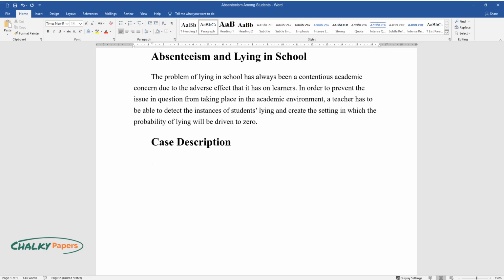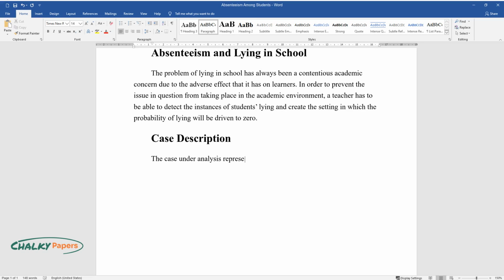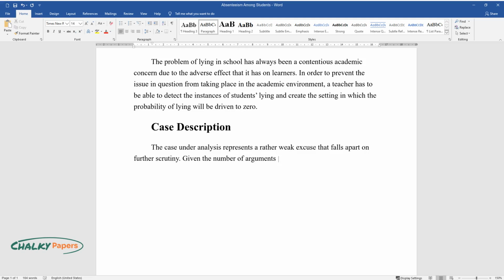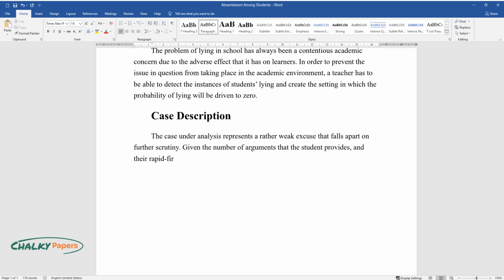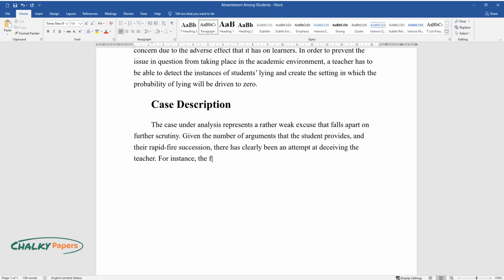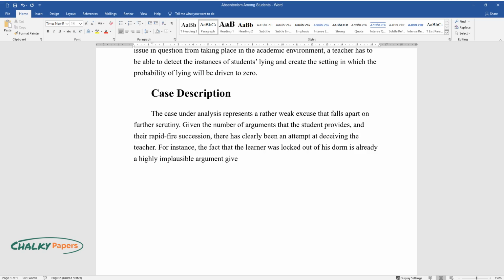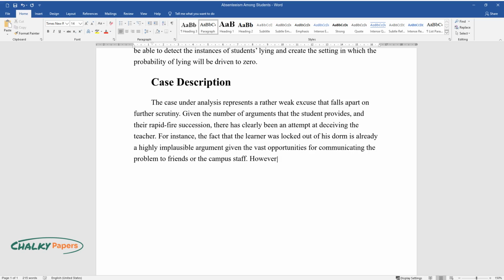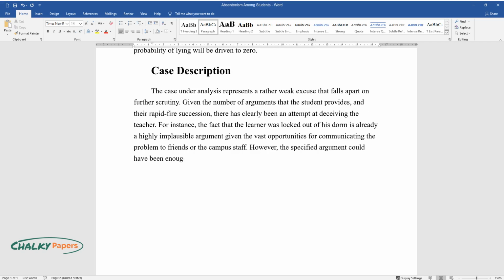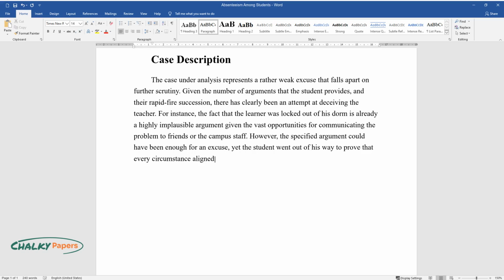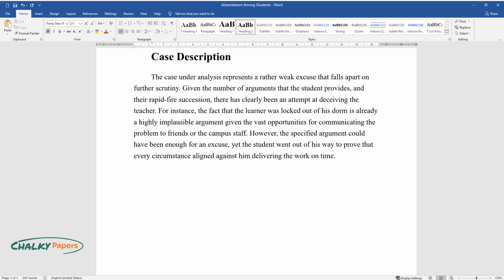Case description. The case under analysis represents a rather weak excuse that falls apart on further scrutiny. Given the number of arguments that the student provides, in their rapid-fire succession, there has clearly been an attempt at deceiving the teacher. For instance, the fact that the learner was locked out of his dorm is already a highly implausible argument given the vast opportunities for communicating the problem to friends or the campus staff. However, the specified argument could have been enough for an excuse, yet the student went out of his way to prove that every circumstance aligned against him delivering the work on time.